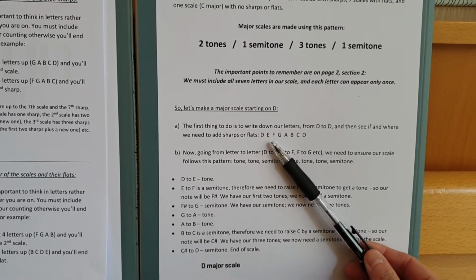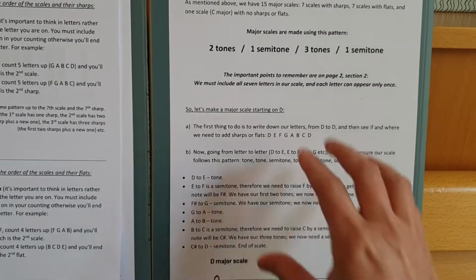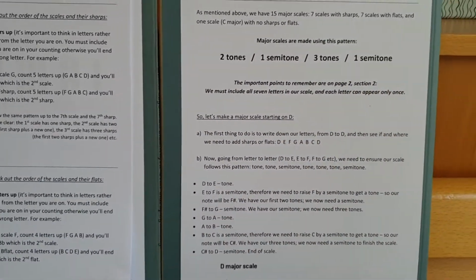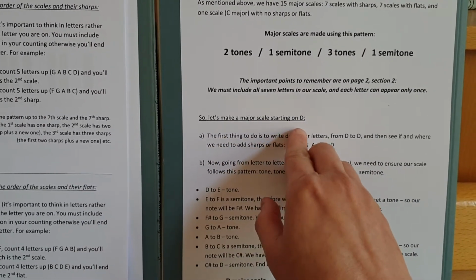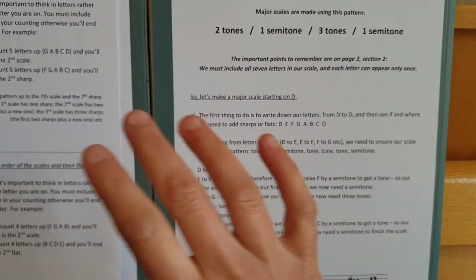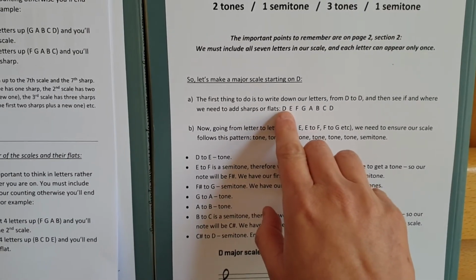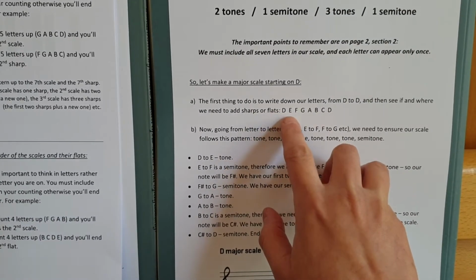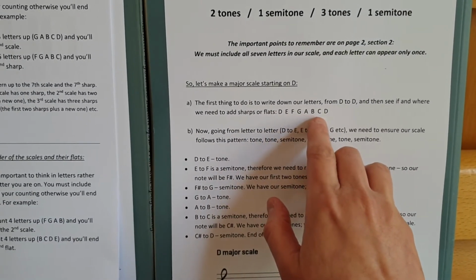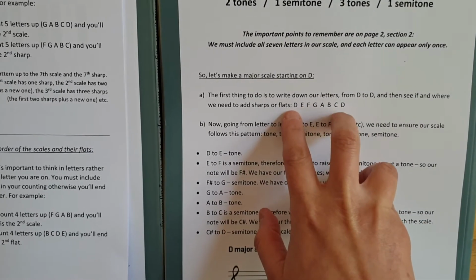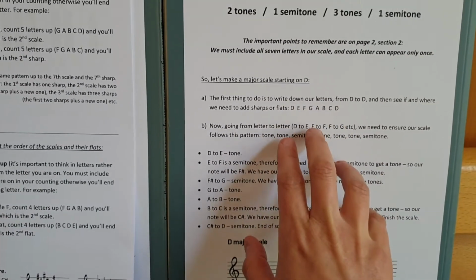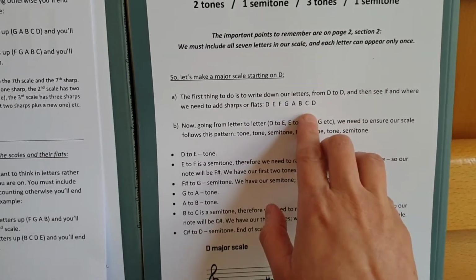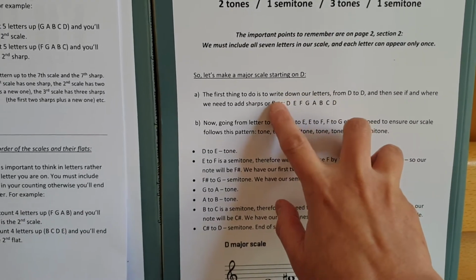Now, one thing I'd like to say in this video, that when you are trying to create your scale following this pattern, let's say you want to start a scale on D. Write down on your paper your letters first, and the letters have to be from D to D. Remember we said? So you need to write D, E, F, G, A, B, C, D. You need to write those letters first, and then you're going to see which of these letters will need a sharp or a flat. But you need to write them like that first.